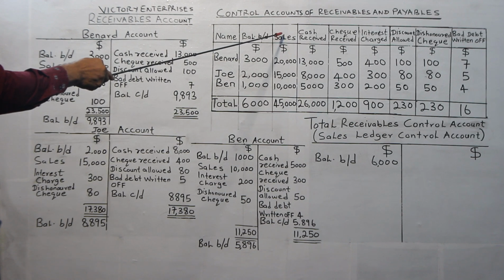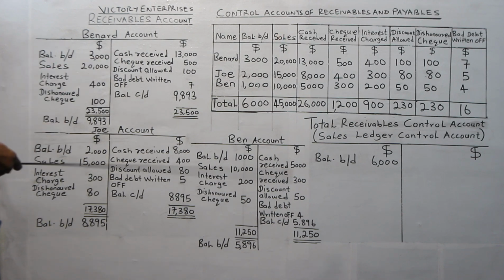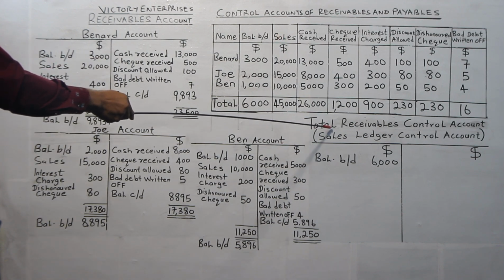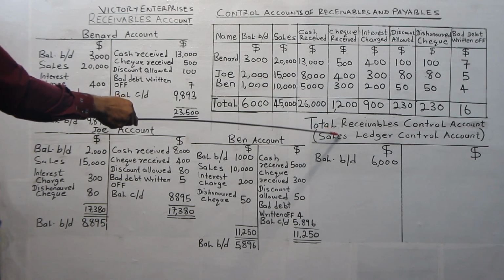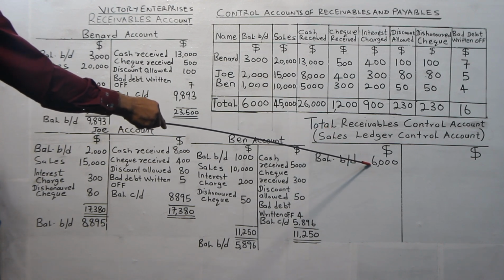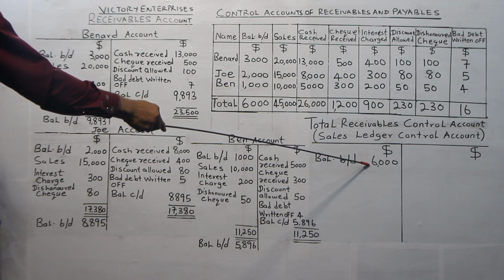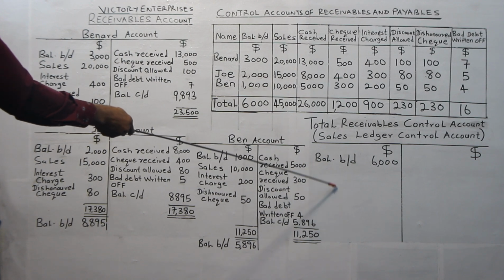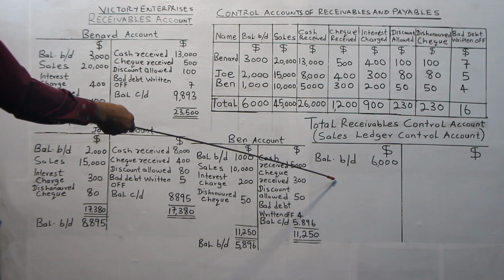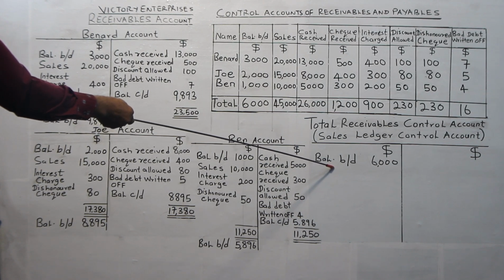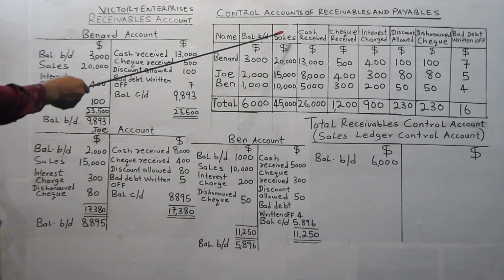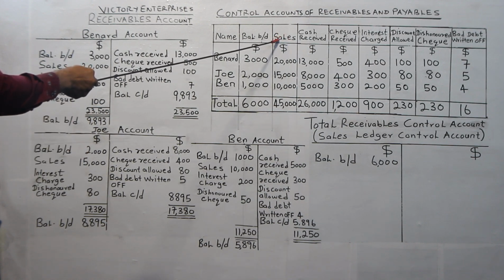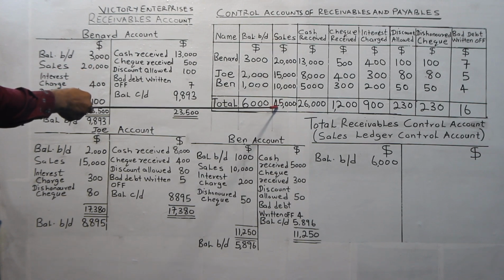Then the next thing we take into consideration is sales. Remember we said that receivables have debit balances. Therefore, we debit the opening balance of the receivable control account, as in any receivable account. Then, what do we debit alongside? We debit alongside all the transactions that will increase the amount that receivables are owing. And one of the things we are going to debit alongside will be sales. Of course, this sales represents credit sales, which is $45,000.